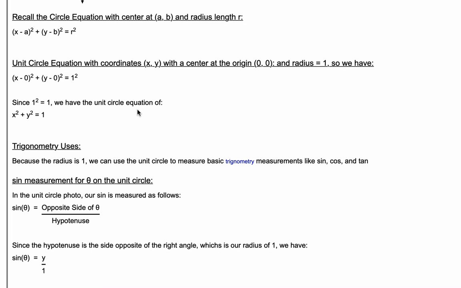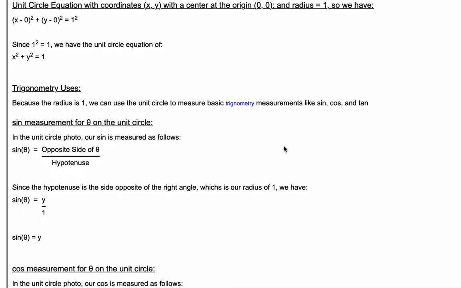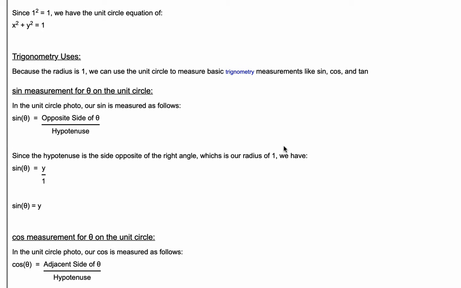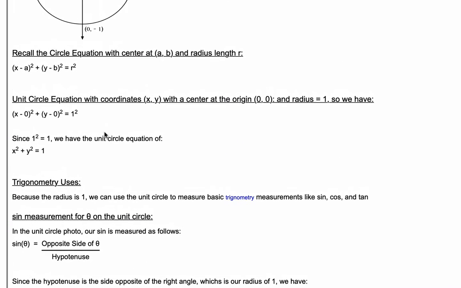Now what does this all mean? Well, it turns out, because the radius is 1, we can use the unit circle to measure basic trig functions like sine, cosine, and tangent. So let's walk through those right now. One of the early principles of trig is that the sine of an angle theta is the opposite side from theta divided by the hypotenuse. So let's scroll back up here for a moment.